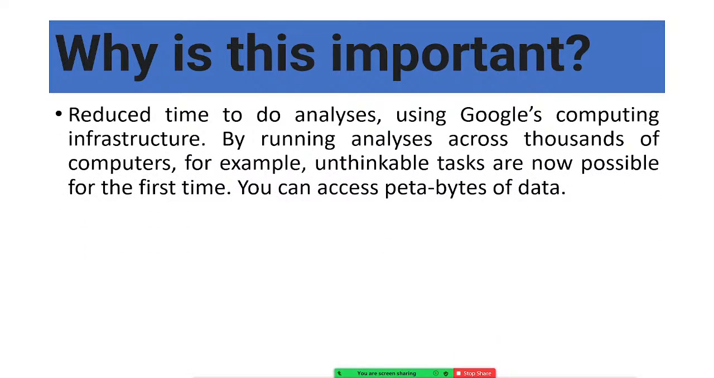You can access petabytes of data here. Suppose you want to make a land cover classification map for the whole of Bangladesh. In the traditional way, first of all, you need to download the satellite imagery as tiles: 1 tile, 2 tiles, 4 tiles. Then we need to merge all of these tiles, and then we can do it. But when you make the land cover classification map in Google Earth Engine, you don't need to download any satellite imagery.